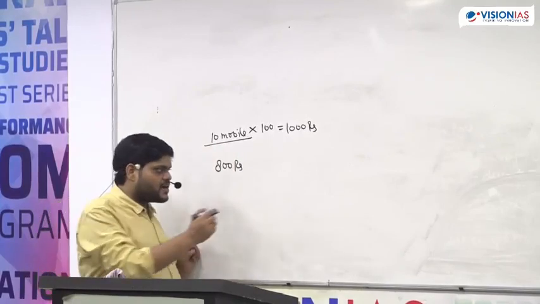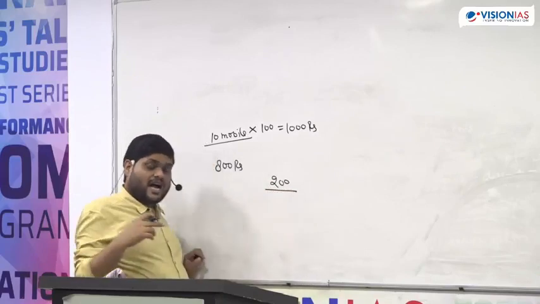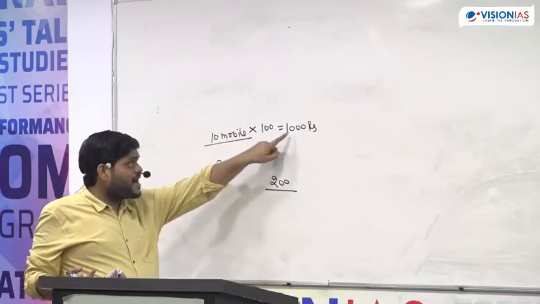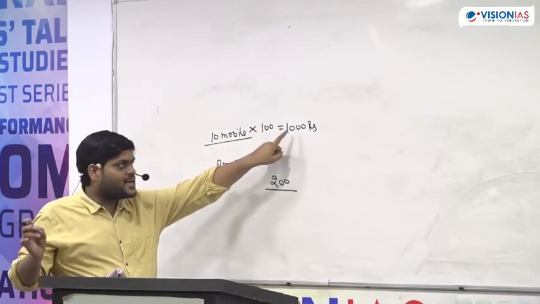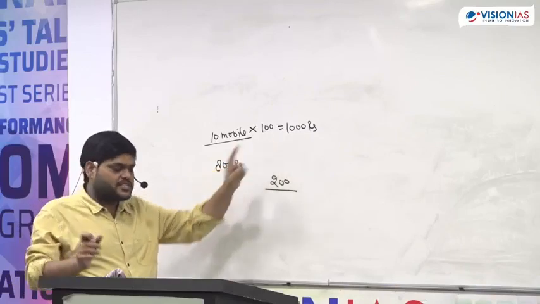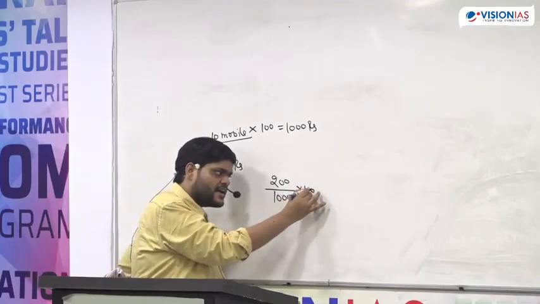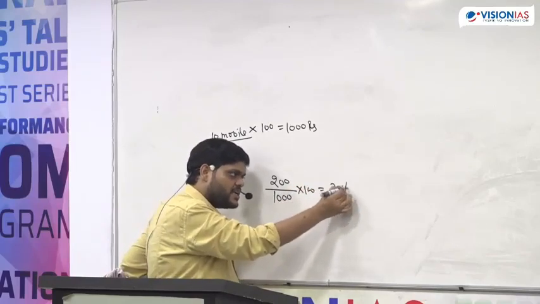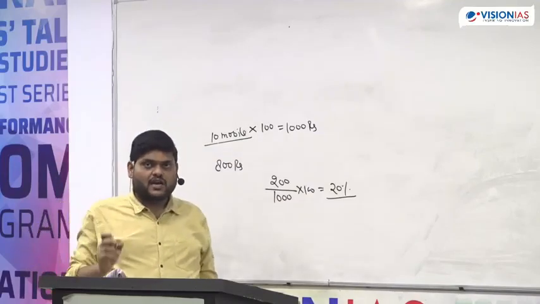So you can think he is getting a discount of 200 rupees and this is the selling price. This is the mark price, market price. Because from the shopkeeper's pocket, 1000 rupees is going. So 200 upon 1000 into 100 will give us 20%.